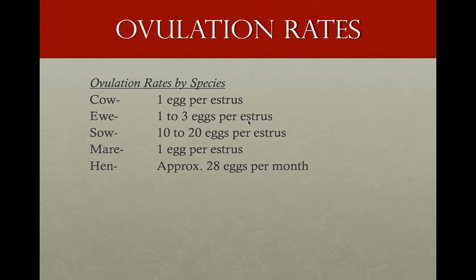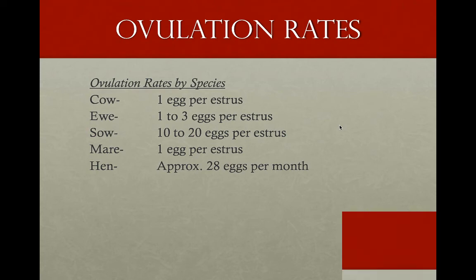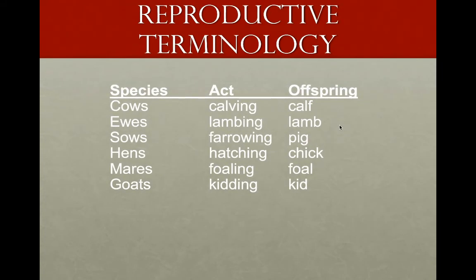Ovulation rates, again, ovulation is how many eggs are produced. As we discussed earlier, a cow normally, in most cases, not in all, will ovulate 1 egg during estrus. A sheep, 1 to 3. A pig can ovulate up to 20 eggs. Not all of those will be fertilized, but it can ovulate up to 20 eggs per estrus. The horse typically 1, human 1, and the poor hen is going to ovulate 28 eggs per month. It's going to ovulate 1 egg on average every 26 hours for high-producing hens.